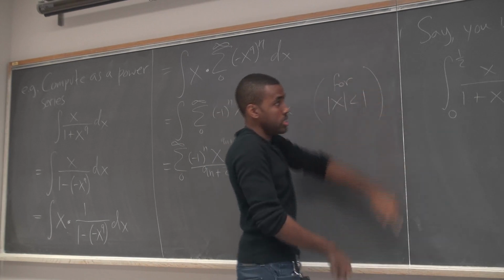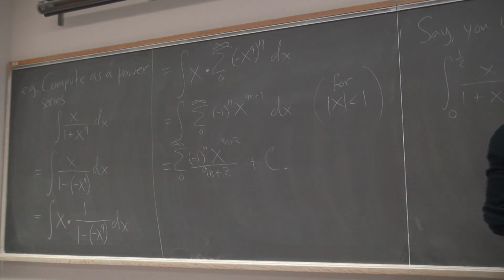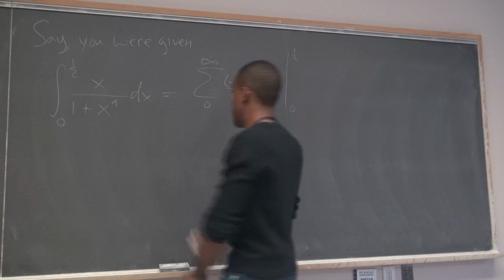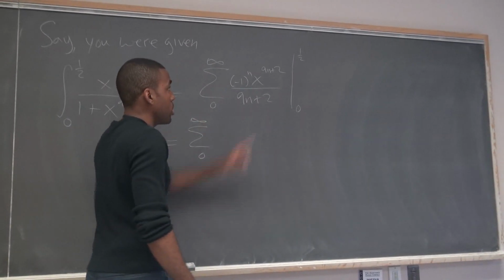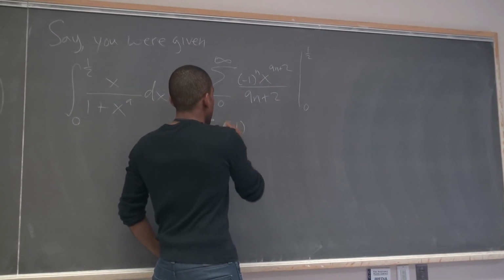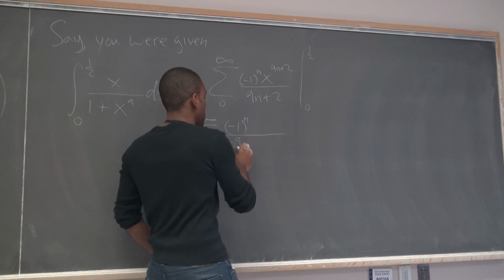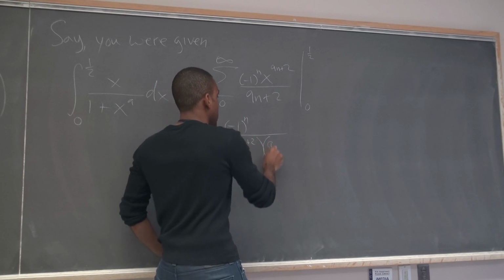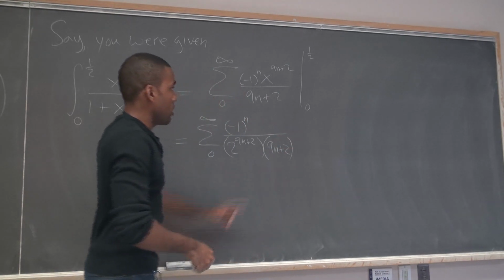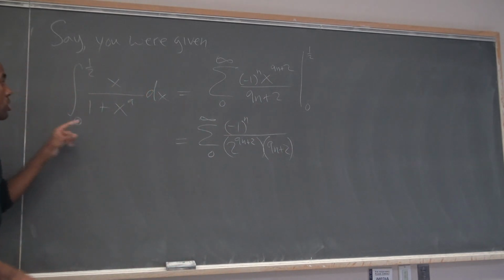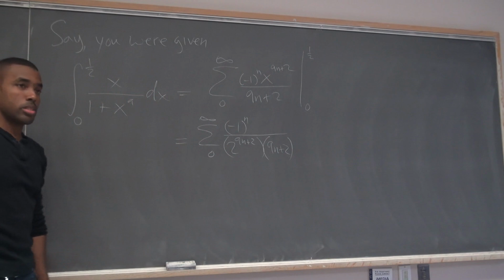It means I can actually do this. I know that this integral is a series from 0 to infinity of minus 1 to the n, x to the 9n plus 2 over 9n plus 2, where x is evaluated between 0 and a half. So I can plug in x equals a half. I get minus 1 to the n over 2 to the 9n plus 2 times 9n plus 2. If I plug in x equals 0, I just get 0. So this integral on this interval is literally that series.